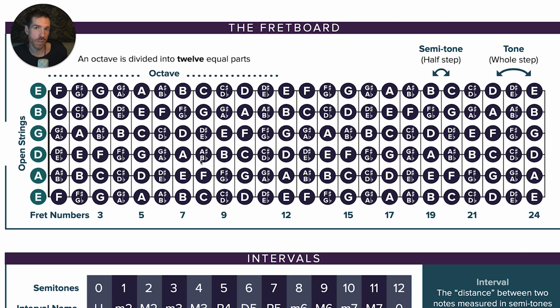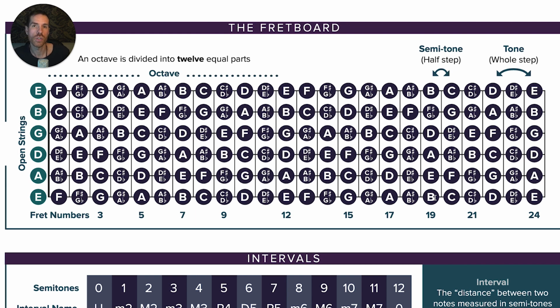We're going to do seconds now, 2 half steps. So if we start on B, 1, 2. Is it C sharp or D flat? Well, B, C. C is the 2nd letter. C sharp is the answer. What if we start on D? 1, 2. E is the answer. A. B is the answer.